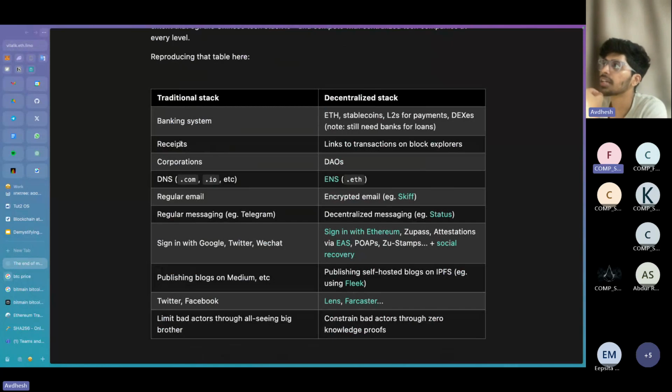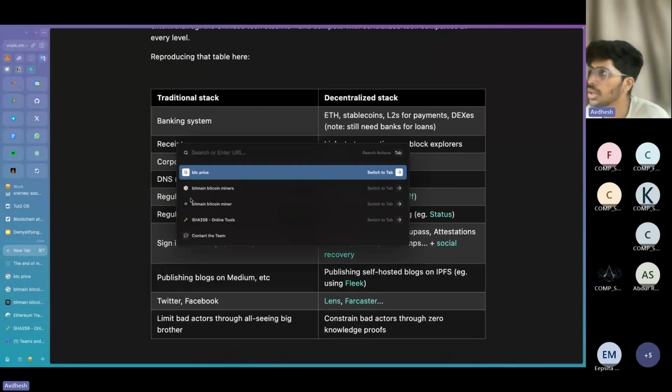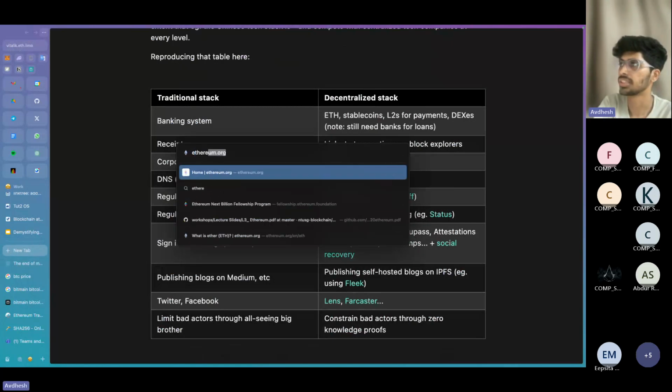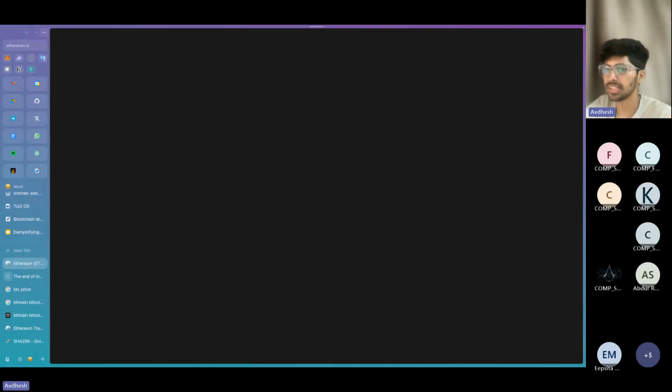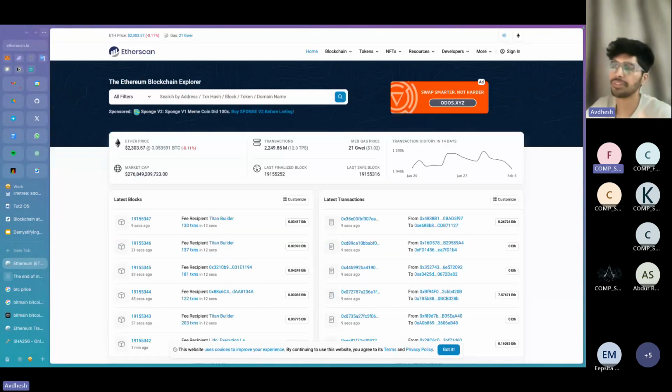The second is receipts, like the transactions that you have, the monthly or bi-weekly statements that you get from the bank that you can request. This is the same thing as links to a transaction or a block explorer. You remember I showed you Etherscan before. So this is basically like a receipt of everything that you have done on a blockchain.